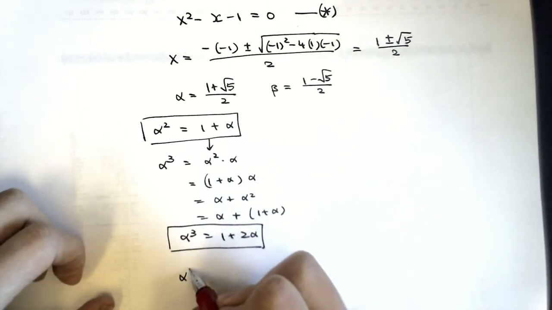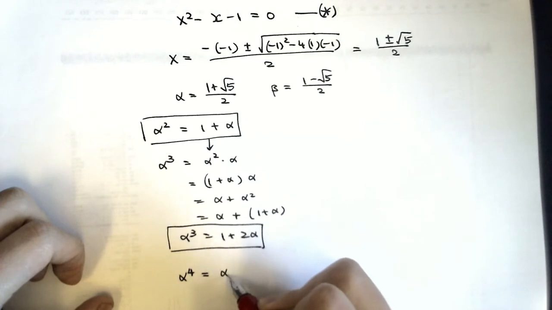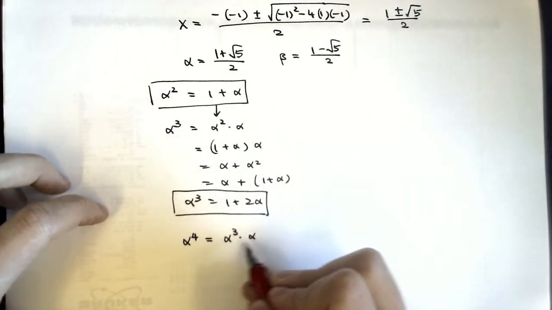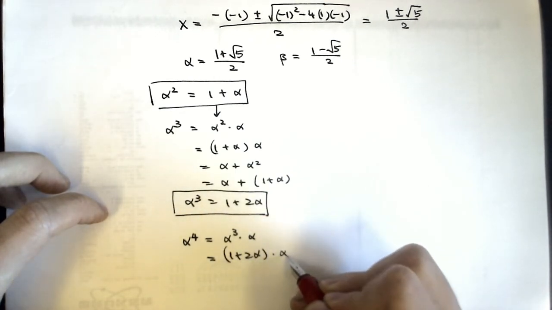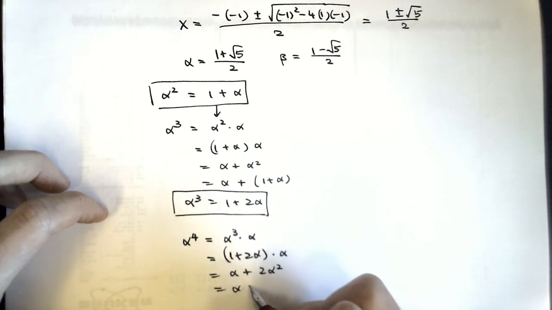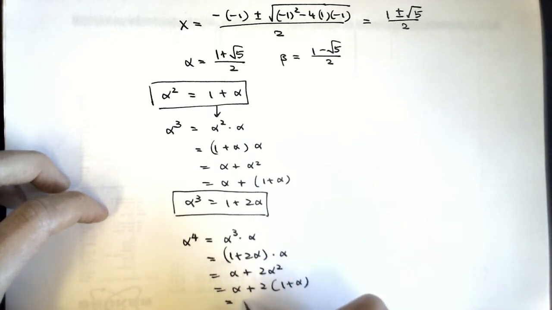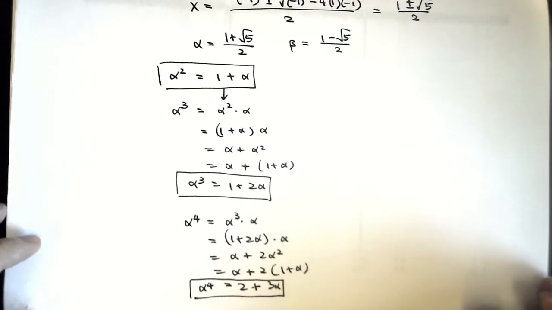For example, how about alpha to the power of 4? What we have will be alpha cubed times alpha, and then 1 plus 2 alpha. And then again, the calculation is easy. You can do it by yourself. What we have here is alpha to the 4 equals 2 plus 3 alpha.